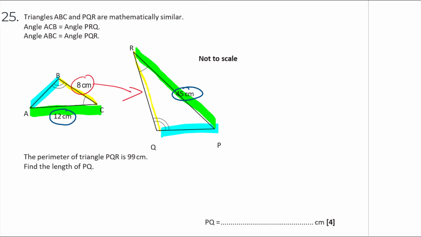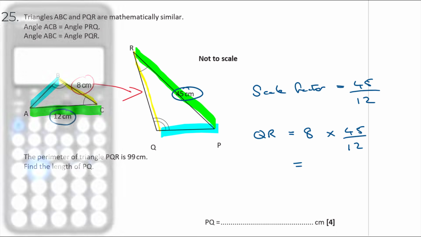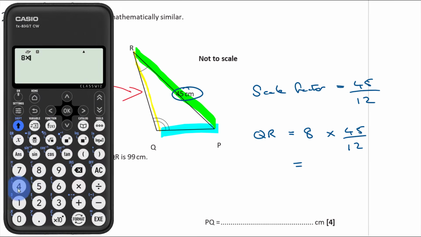Okay, so from the small one to the big one, the scale factor is going to be the bigger one divided by the smaller one, isn't it? It's going to be 45 over 12. So then QR, the yellow line, is going to be equal to 8 multiplied by that scale factor, 8 times 45 over 12. So what's that then? 8 times 45 divided by 12 comes out to be 30.